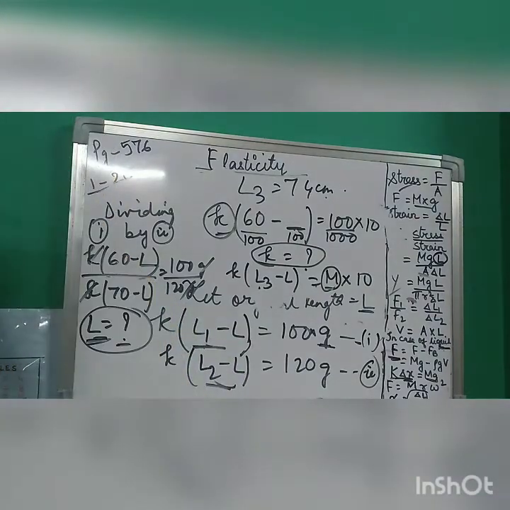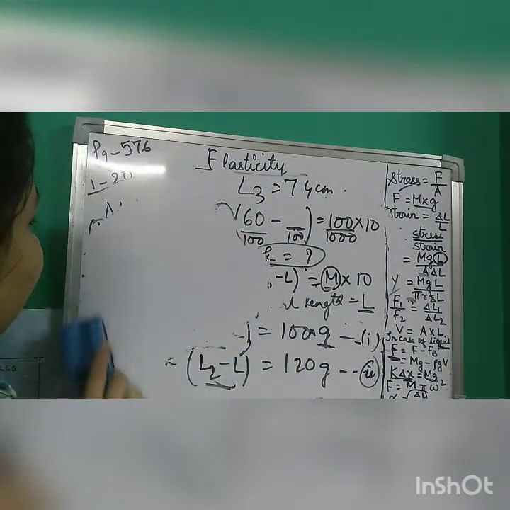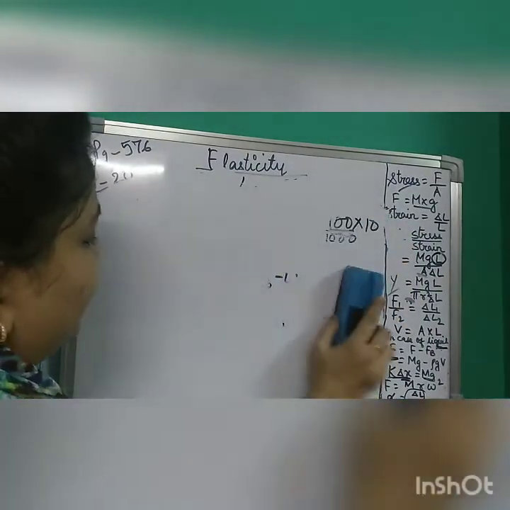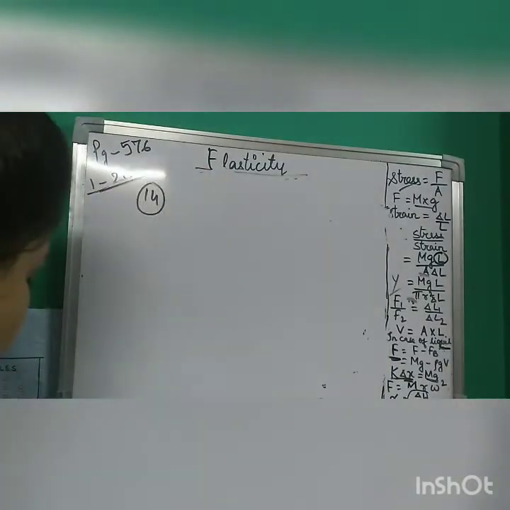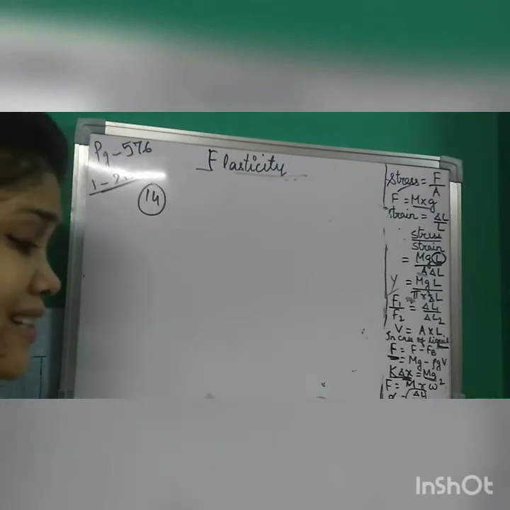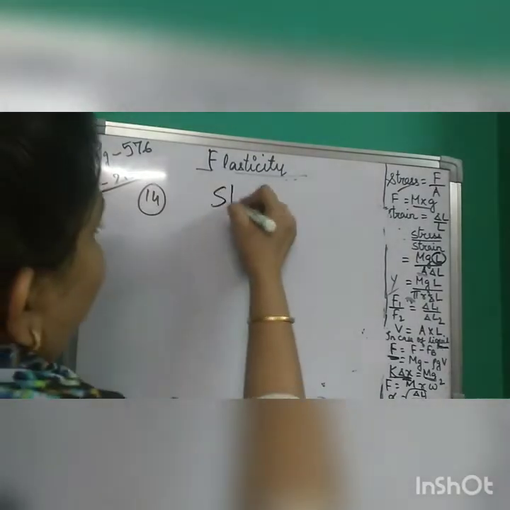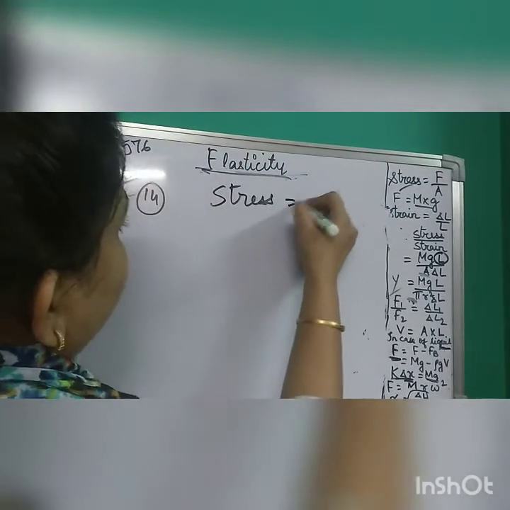So this was sum number 13. Let's go to the next sum. Let us see what the next sum is telling us. Sum number 14 tells us a substance breaks down by a stress. So stress is given as 10 by 9 Newton per meter square.